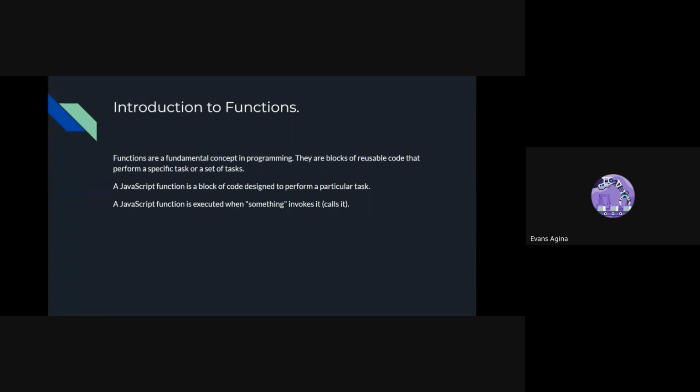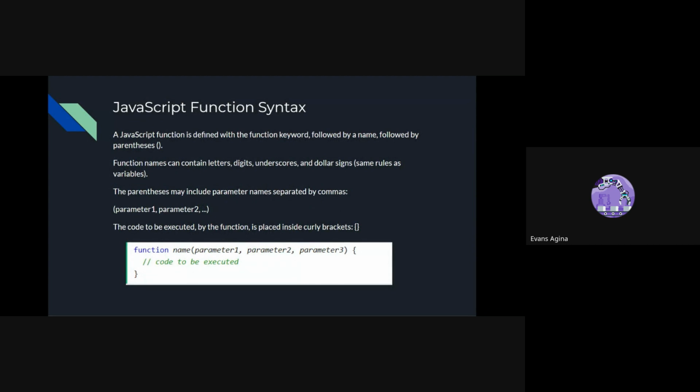So the next slide, we're going to be looking at the syntax. A JavaScript function is defined with the function keyword, followed by the name, followed by parentheses. Function names can contain letters, digits, underscores, and dollar signs. So the same rules as variables. One of the differences between functions and variables is that a variable can be a particular data type, maybe numbers, objects, arrays, but a function has a set of instructions.